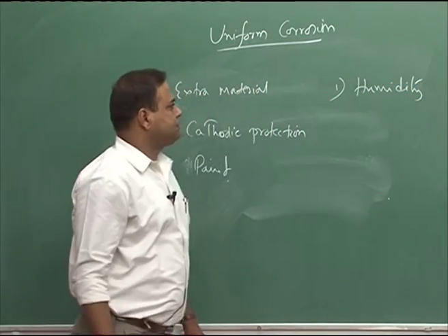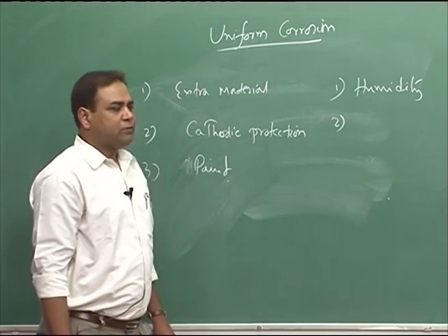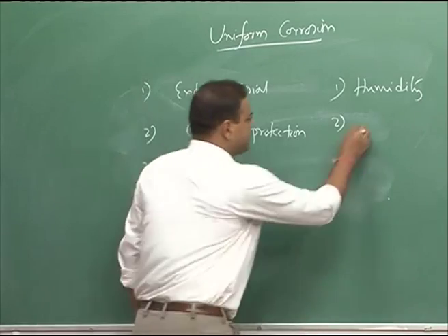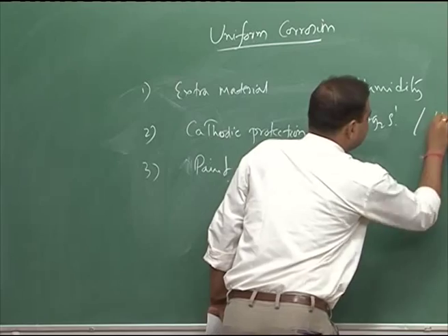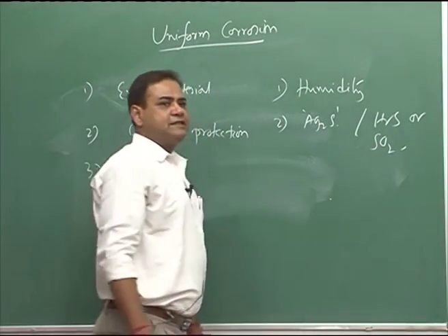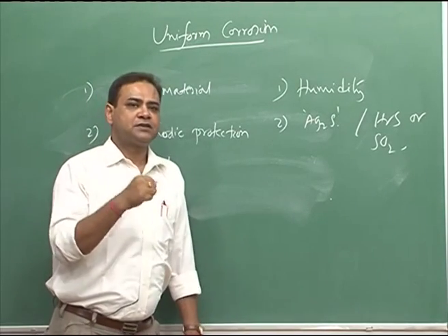Humidity is an important factor. Second case, let us say tarnishing of silverware, there we form Ag2S. So, Ag2S, that means the presence of H2S or SO2 in the atmosphere can decide whether the silverware will corrode faster or not.